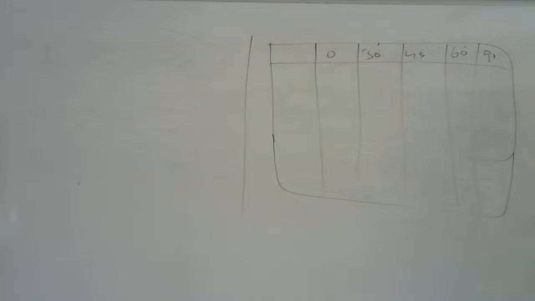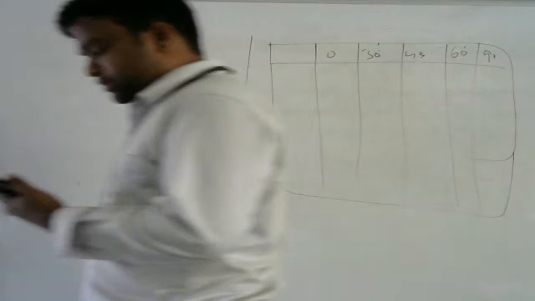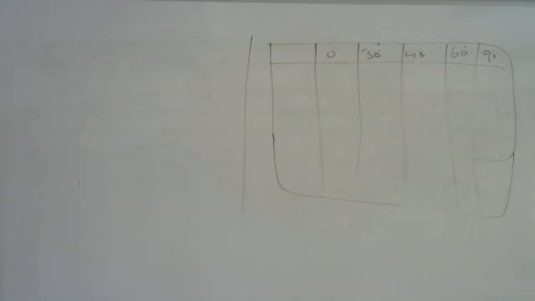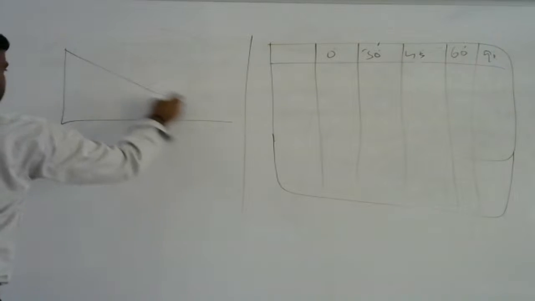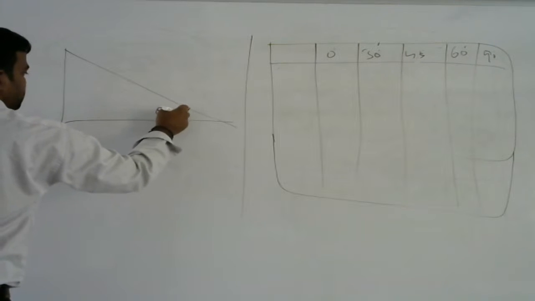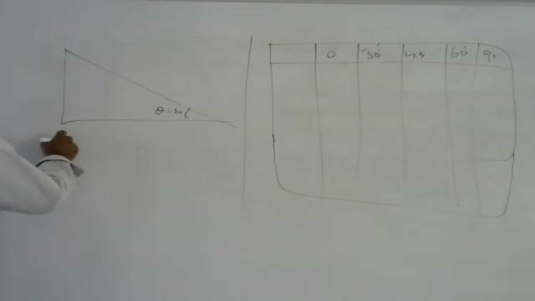So what we'll do, we will find out the ratio of different trigonometric ratios for different angles. Okay. Suppose your triangle is, this theta is 30 degree. Then what will be the value of sin 30? Sin 30, this is your P, this is your H.